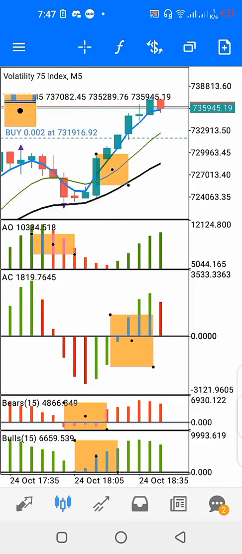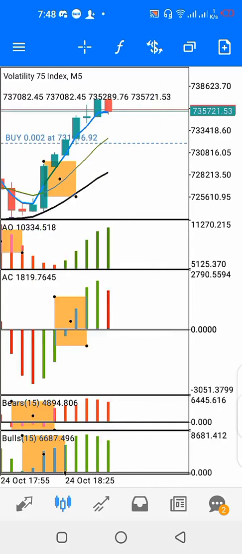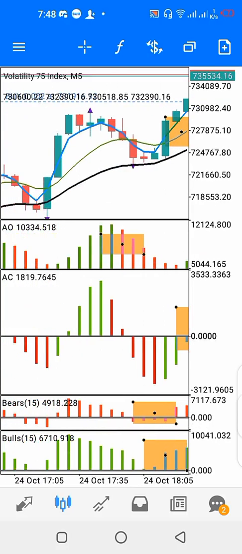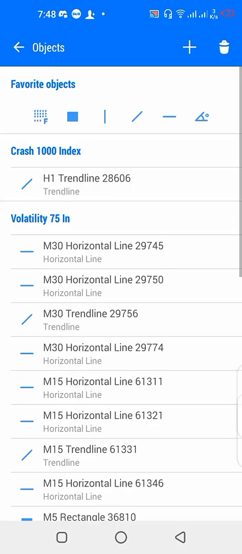Now on indicator window 2, the awesome accelerator oscillator. The colors of the bars turning from below the zero level towards and crossing above the zero level to form green. If yes, then you can place a buy trade.